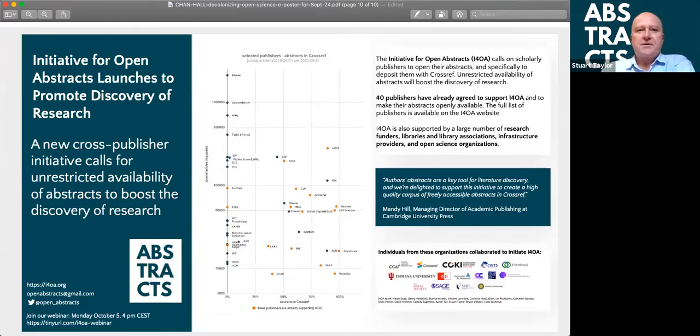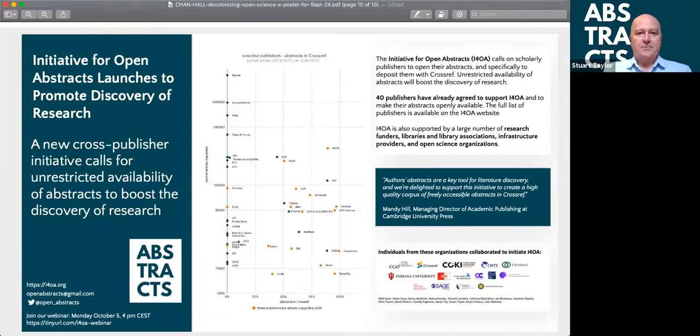Okay, I'm Stuart Taylor. I'm the Publishing Director at the Royal Society, and I'm also on the OASPA Board of Directors. So the Initiative for Open Abstracts, I4OA, is officially launched today. Thank you to OASPA for giving us a platform and being a supporter organisation, as it was for the sister initiative I4OC a few years ago. I4OA calls on scholarly publishers to open their abstracts and specifically to deposit them with Crossref.